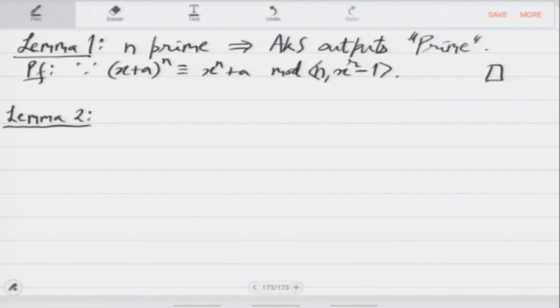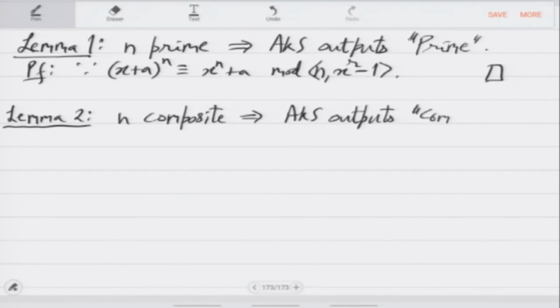What happens when n is composite? That's the main challenge. So this will need some time to prove. Okay, that's where all the techniques lie. The algorithm is designed so that this proof works.